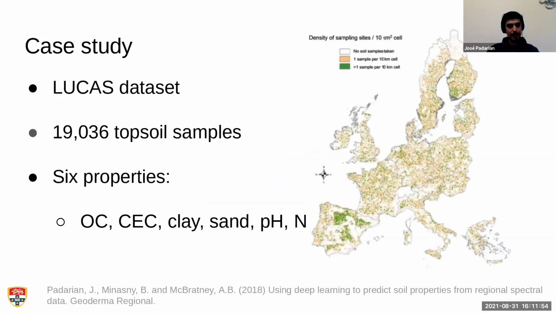We did a particular study with a relatively large data set of soil samples in Europe, the Lucas dataset, almost 20,000 topsoil samples, obviously with the corresponding spectrum and many soil properties, but in this case, we used 6 different soil properties: organic carbon, clay, sand, pH, nitrogen, and CEC, electrical conductivity. Sorry, cation exchange capacity.